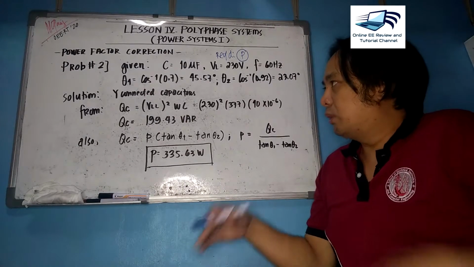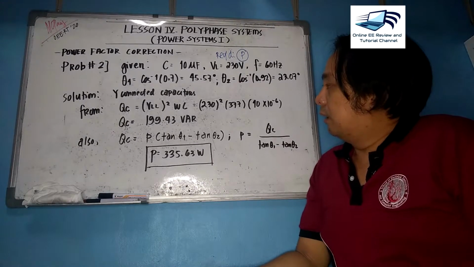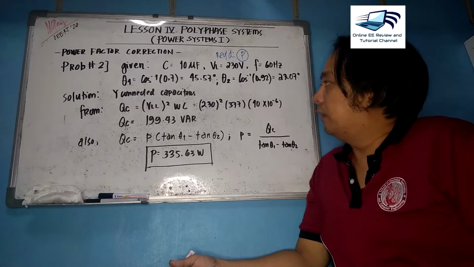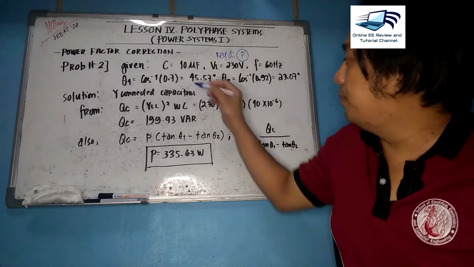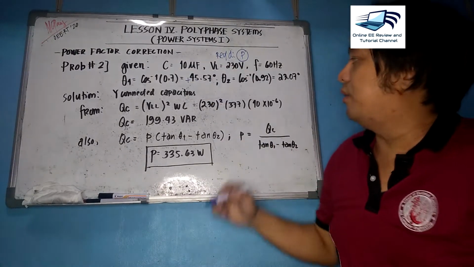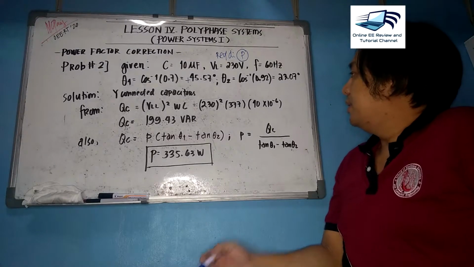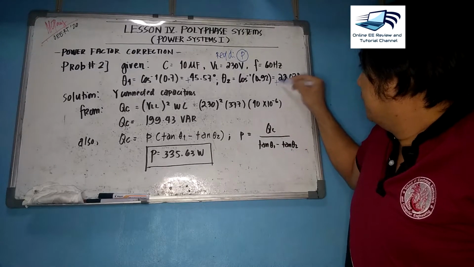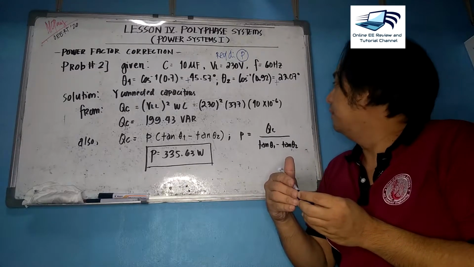As we have mentioned in the first problem, we can get the power factor angle, which is cosine negative 1 of the power factor, 45.57 degrees, and it is lag, so the value is positive. Theta 2 is cosine negative 1 of 0.92. Since this is also lag, we have a positive angle as well, 23.07 degrees.